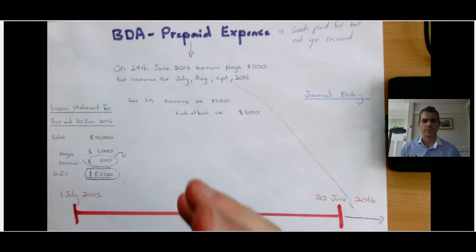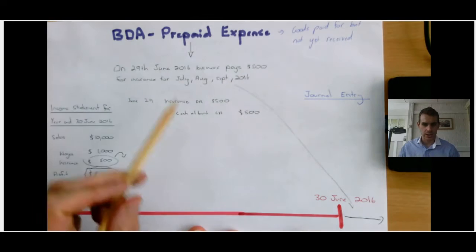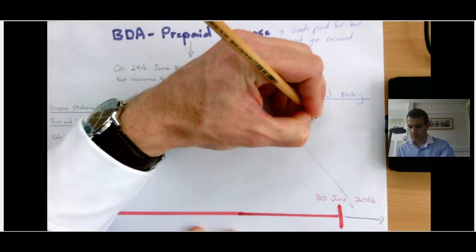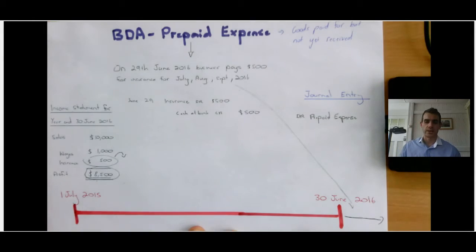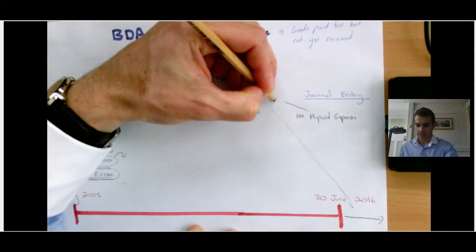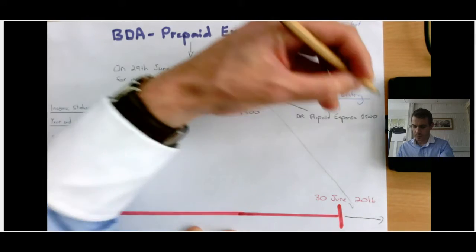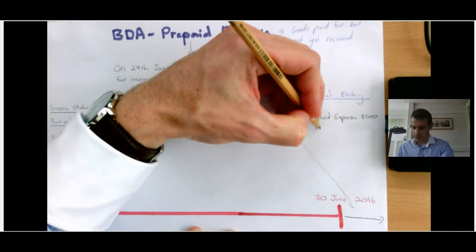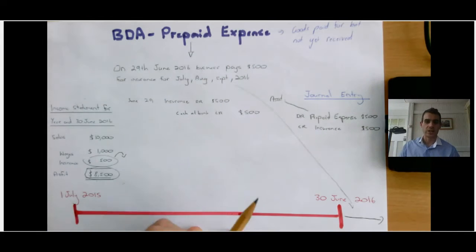So we need to create a special type of journal entry to reflect this, and this is basically a balance day adjustment. So the journal entry that we need to do for prepaid expense is we need to debit prepaid expense. So this is a special type of account. It's actually going to be an asset account. Debit prepaid expense for $500, and we're going to credit the actual account. So we're going to credit insurance for $500.